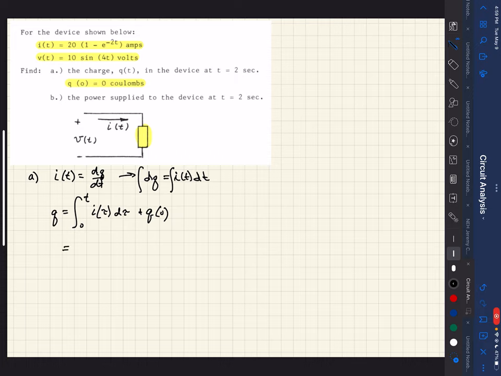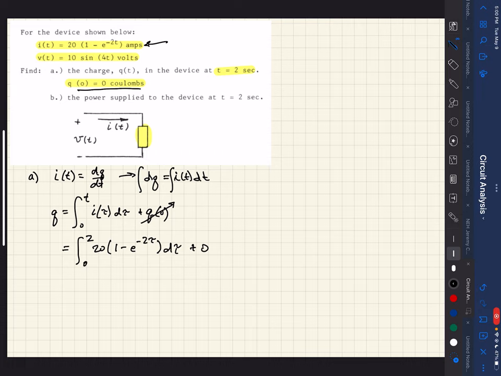So in this case, if we plug the numbers in, it means we'll be integrating from 0 to 2, as they told us right here. So t equals 2 seconds. And then our expression for I of t, which we're going to get from right here. So that's going to be 20 times 1 minus e to the minus 2 tau d tau. And then we know this is 0, because that's what they told us right here. So that means plus 0.